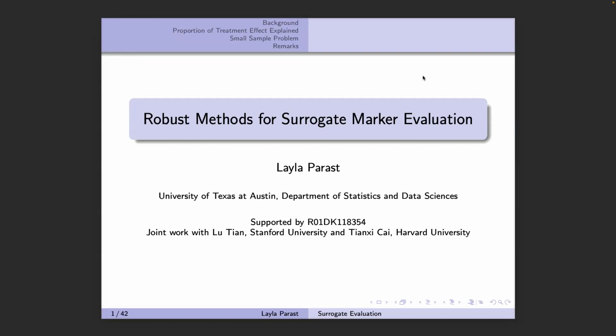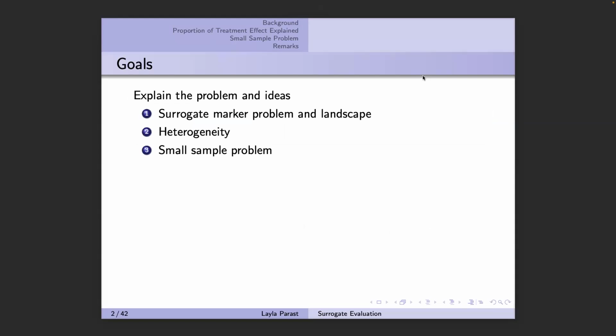Okay, so I'll be talking about robust methods for surrogate marker evaluation. This is joint work with Lu Tian at Stanford and Tianchi Kai at Harvard and is supported by NIDDK. My goals for the talk are to explain the problems and the ideas. I'm going to talk about the surrogate marker problem, what it is, and the current landscape, and then specifically talk about two issues: heterogeneity in the utility of a surrogate, so this is when a surrogate marker may be useful for some patients, but not for others, and the small sample problem, like how do you even just evaluate a surrogate when you have a small sample?